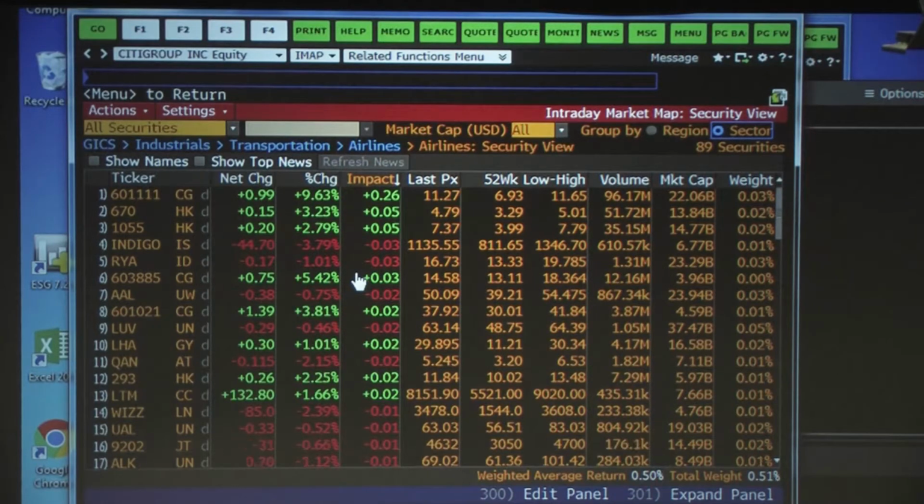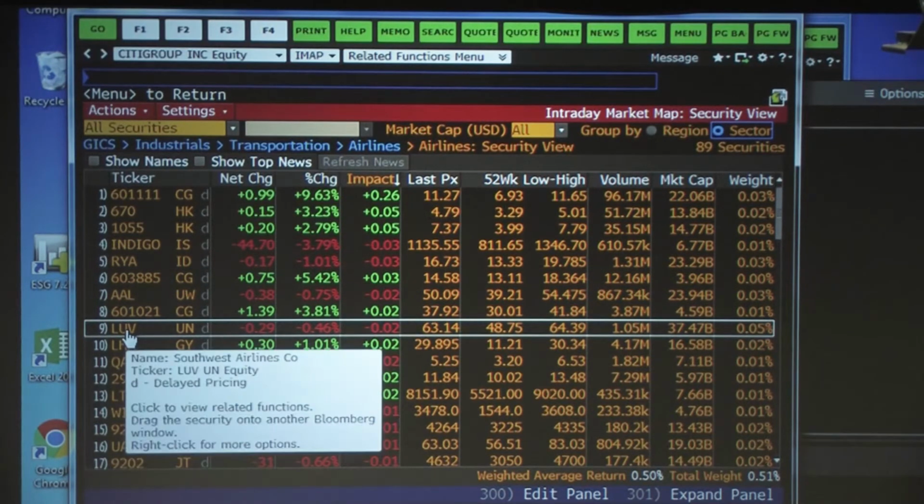You can see all the companies, including actually one of my favorite ones. Bonus points to whoever gets this. What is number 9, LUV? What's the company behind that? There you go, you got it. Southwest Airlines. That's actually one of the tickers I usually ask for during my class, but you can see if you highlight above it, LUV represents Southwest Airlines.